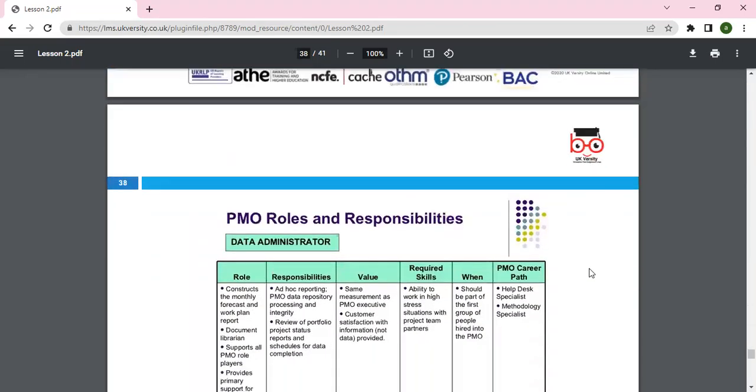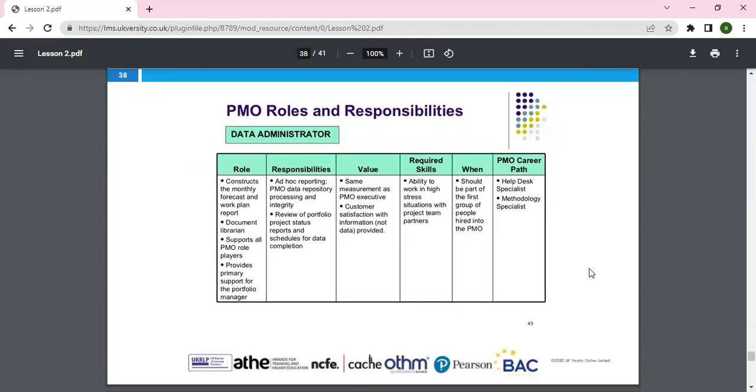And the PMO careers can move on to management, and then on to the next role. So a PMO role can be data administrator, constructing the monthly forecast. Of course, nowadays the computer dashboard helps, calculating the forecast, for example the national minimum wage increase in the UK. That affects the forecast, so our dashboard can guide you and put you on the right path. The responsibility and value and the required skill is the ability to work in high stress situations. We need an administrator, because the administrator runs our operation effectively.